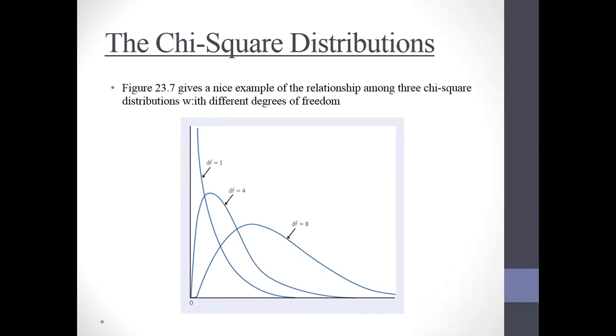And to show you a picture here, here's what three of these things look like. The blue curves represent different chi-square distributions based on what the degrees of freedom are. So in the one farthest to the left, we have 1 degree of freedom, and then we have 4 and 8. So you can see it's always bigger than 0. It has that right-skewed pattern, and the degrees of freedom determine how flattened out it is.